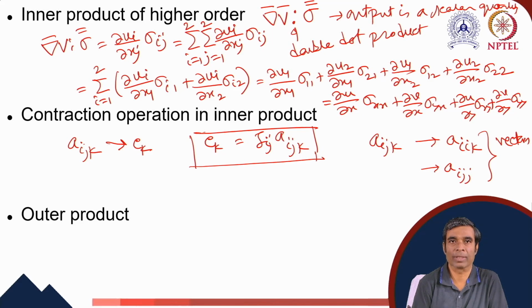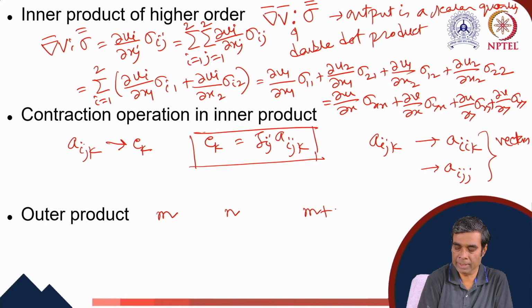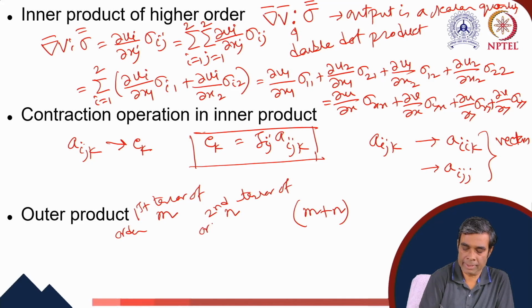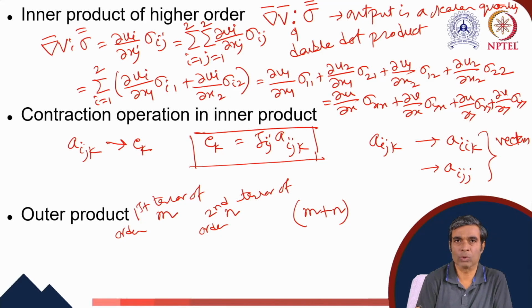Next, we go for the outer product. Let us consider the outer product of two tensors. The first one's order is m and the second tensor's order is n. Then their output will be a tensor of order m plus n. So first tensor of order m, second tensor of order n, it will give a new tensor of order m plus n. The outer product is not commutative. This is the symbol of the outer product.